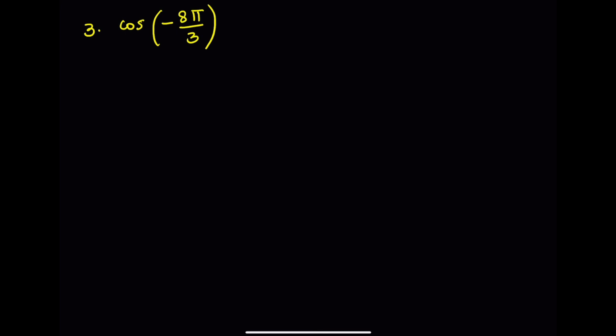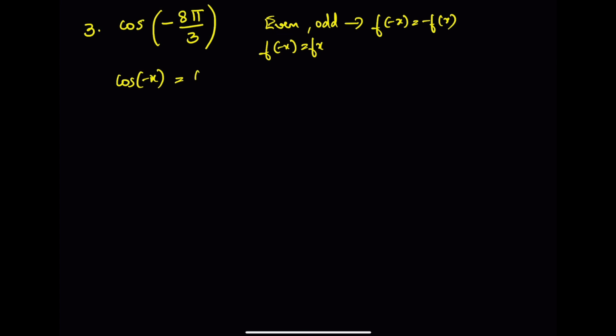Now we know that there are two types of functions called even functions and odd functions. We discussed that in the previous video. So even function is f of minus x is equal to f of x, and odd function is f of minus x is equal to minus f of x. So what is cos of minus x? Cos of minus x is cos x. So we can rewrite the problem as cos of 8 pi by 3. We can ignore the negative sign.